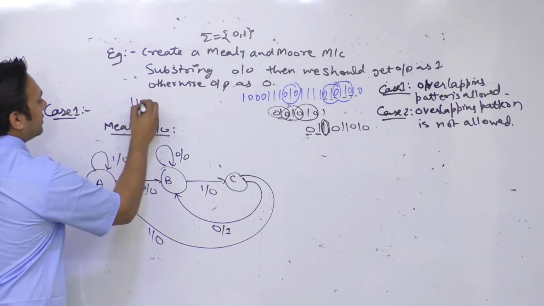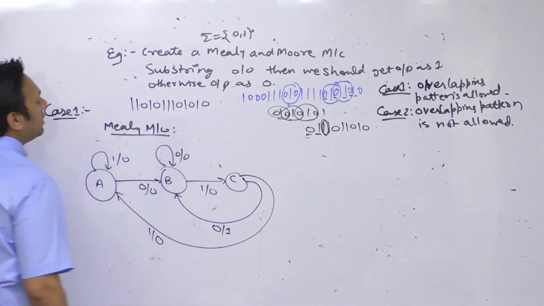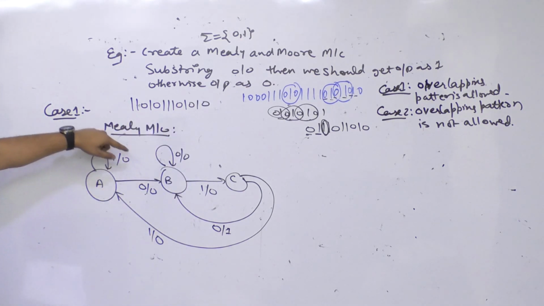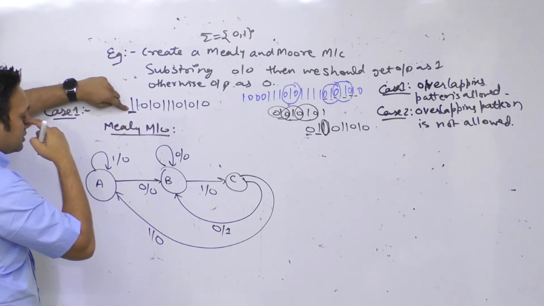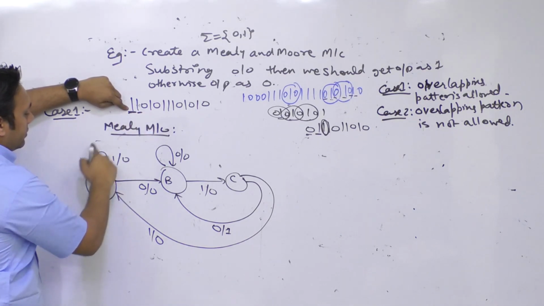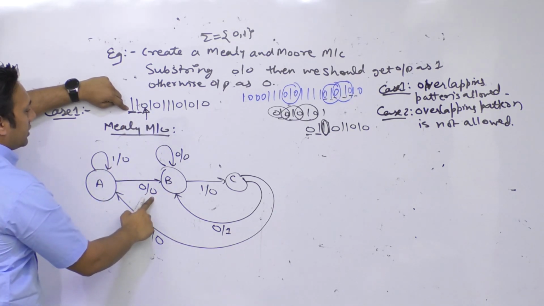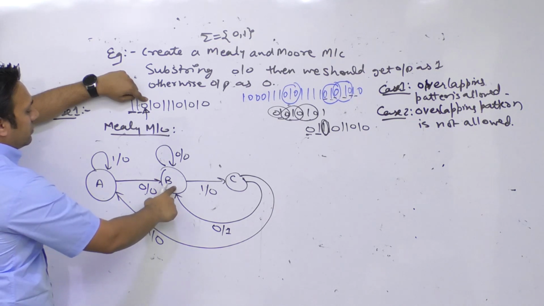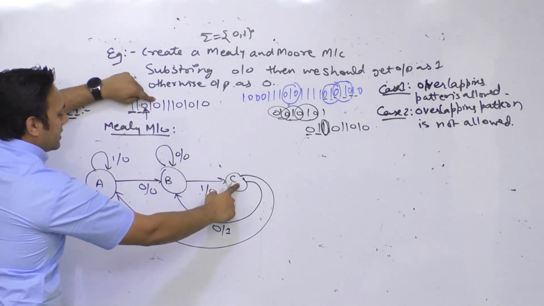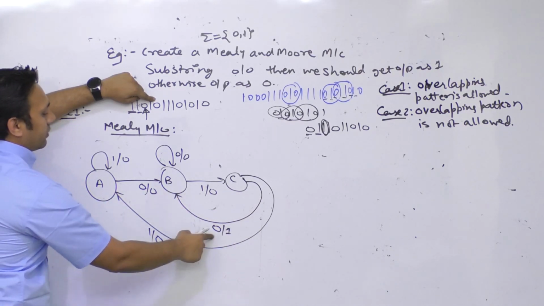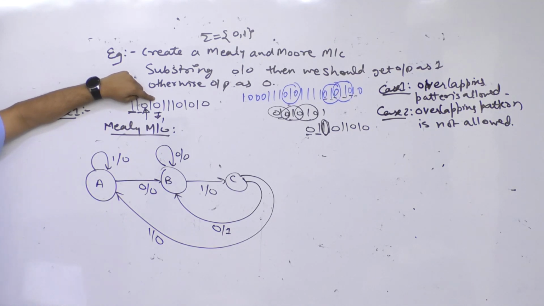If we have a pattern 1 1 0 1 0 0 1 1 1 0 1 0 1 0, and we give this pattern to this, what happens? First 1 is there, from state A to state A, output is 0. Then again 1, state A to state A, output is 0. Then we have 0, from state A to state B, output is 0. Then we have 1, so state B to state C, the output is 0. Then we have 0, from state C we go to state B and we produce output as 1. So here the output 1 will be produced.